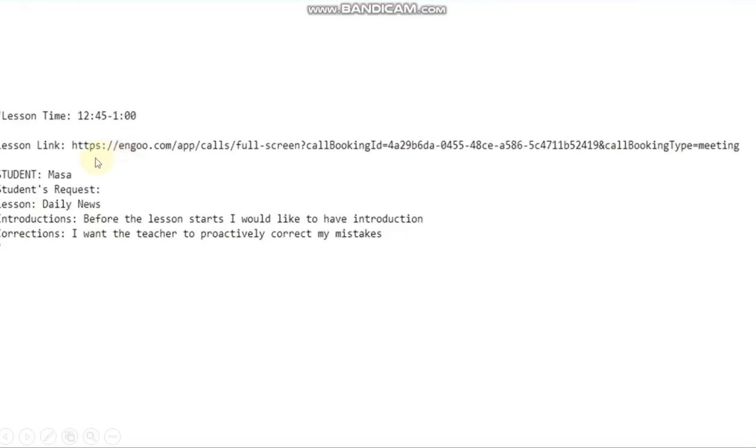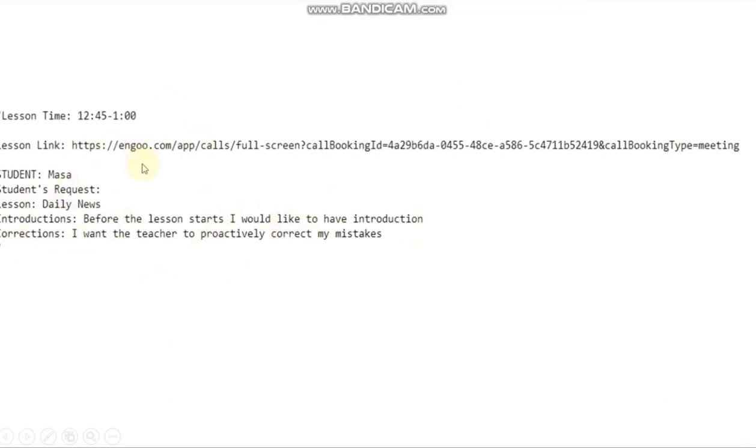So the name of the student is Masa, student's request. The student's lesson is daily news. Introductions, before the lesson starts, I would like to have introduction. Corrections, I want the teacher to proactively correct my mistakes. So please take note on these information. It is very important.